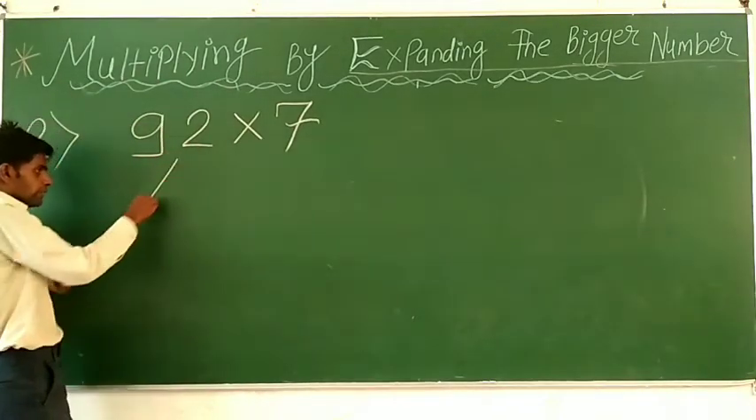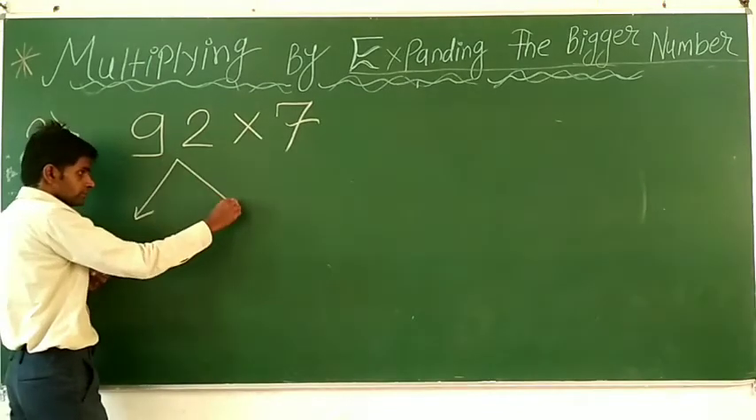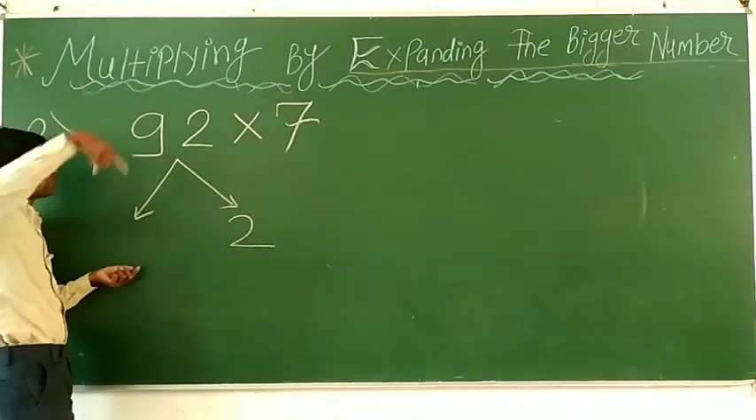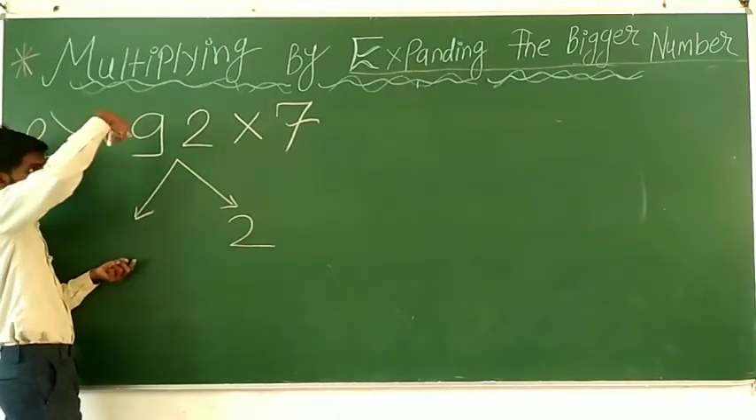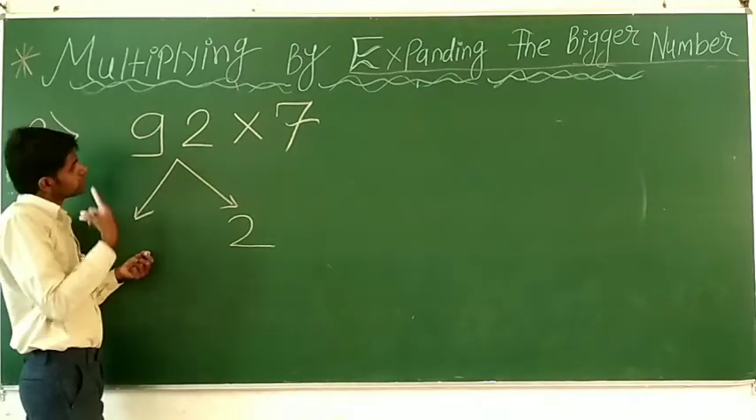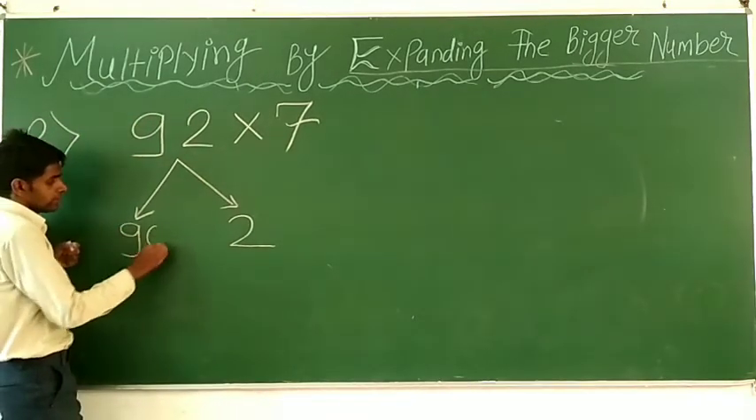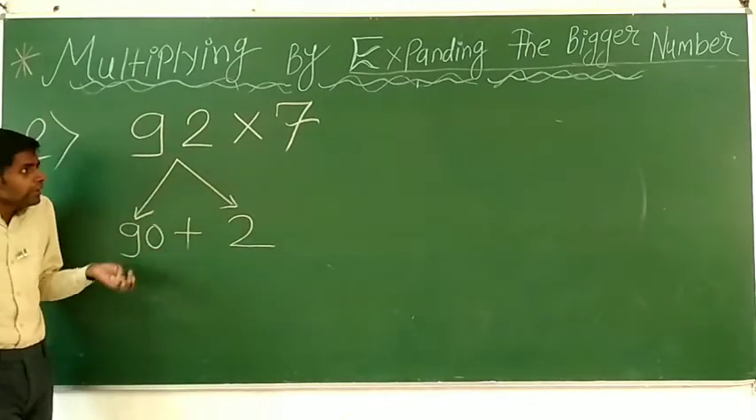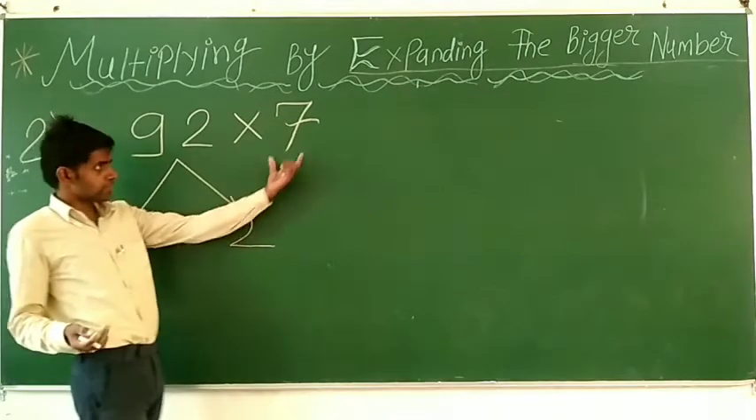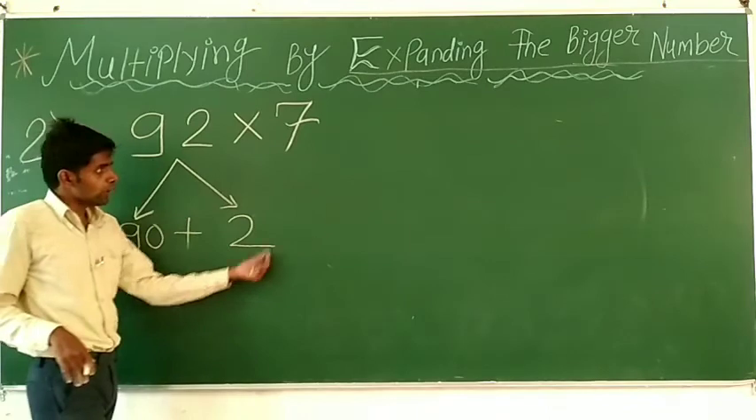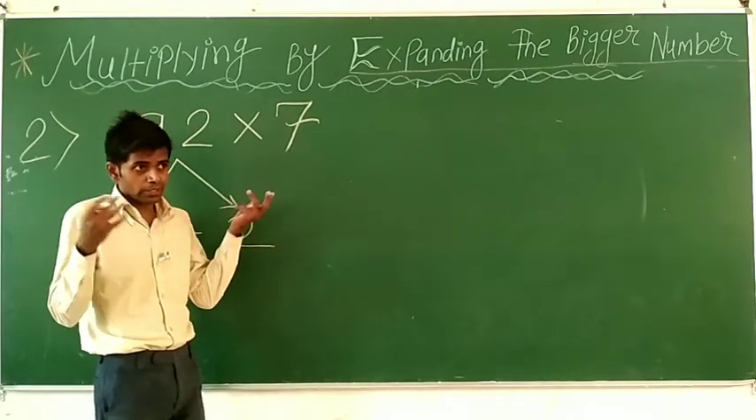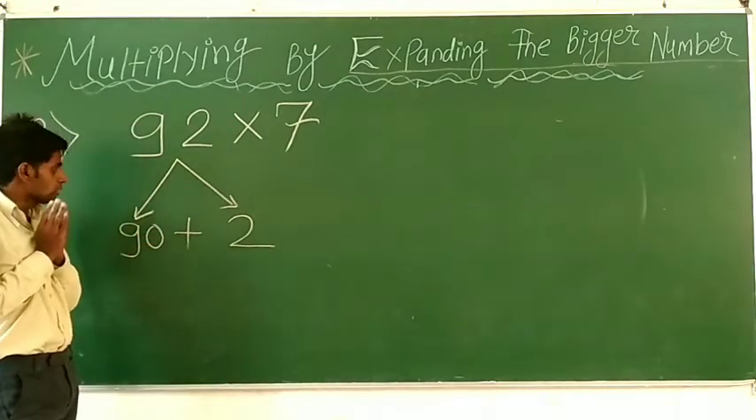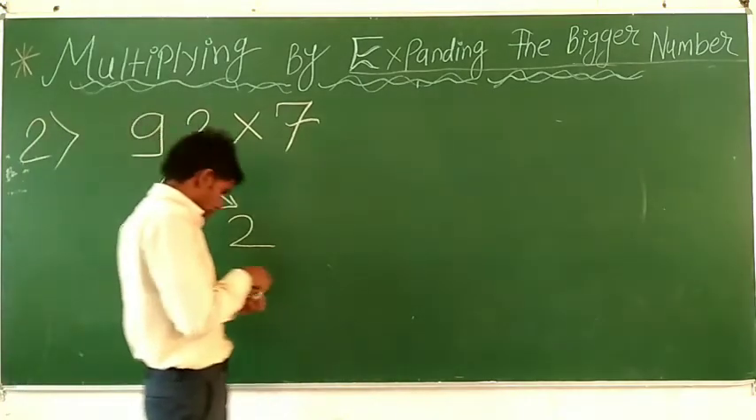Okay. So first of all, we will expand the 92 into two parts. This 2 is at the ones place, so we will write 2 here, and this 9 is at the tens place. That's why the place value of this 9 is what? 90. Yes. So that is 90 plus 2. So the 92 is expanded into two parts. Now we will multiply the 90 and 7 separately, and this 2 and 7 separately. Separate करेंगे, multiply, and then we will add them. फिर कर लेंगे इसका addition.